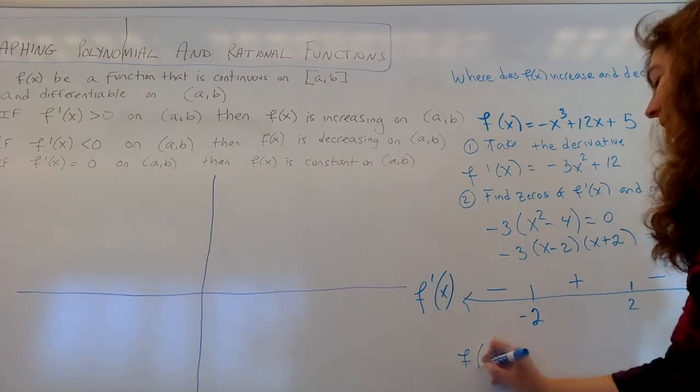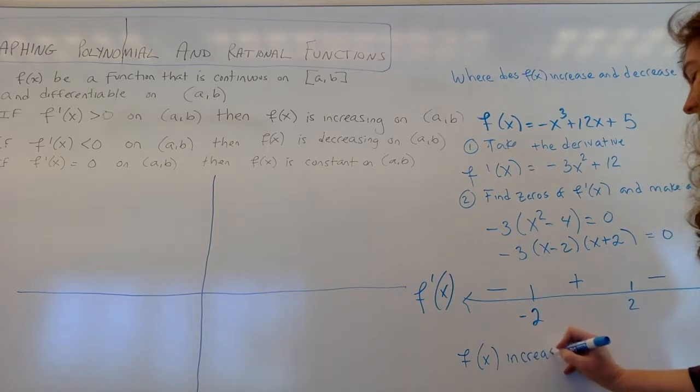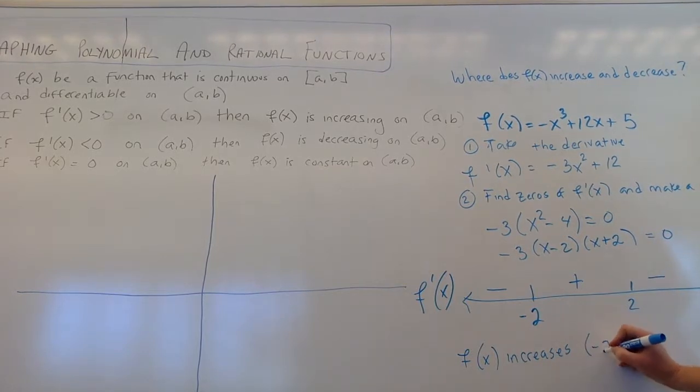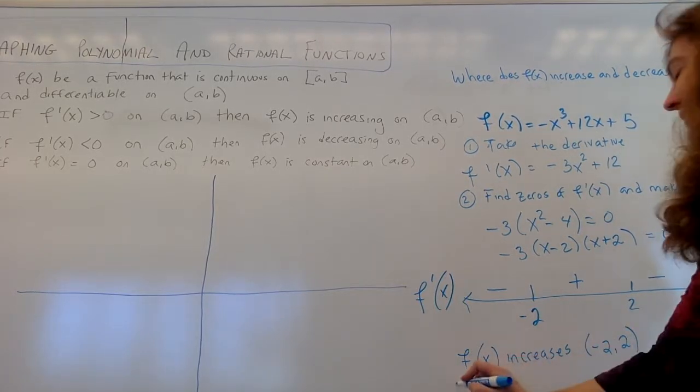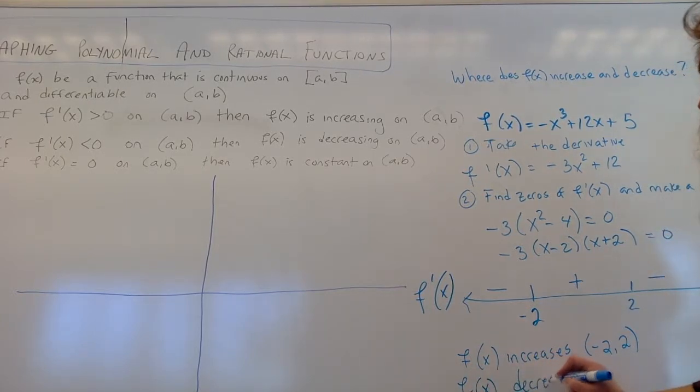So I know now that f of x increases from negative 2 to 2, and f of x decreases from negative infinity to negative 2, and from 2 to infinity. And I'm done.